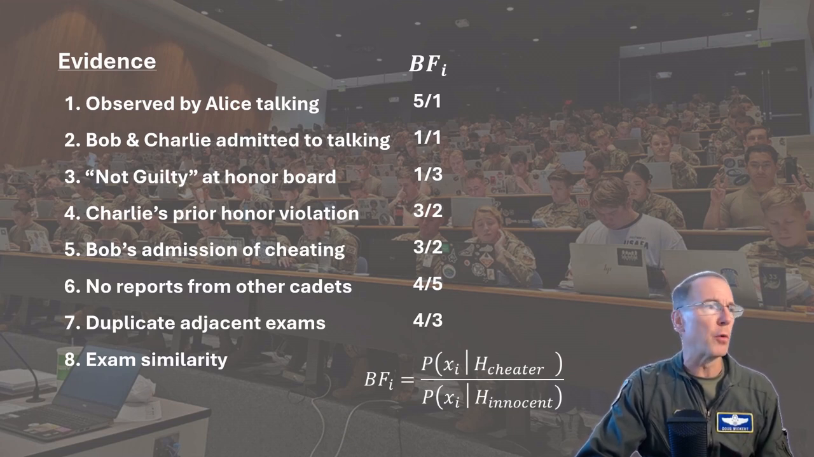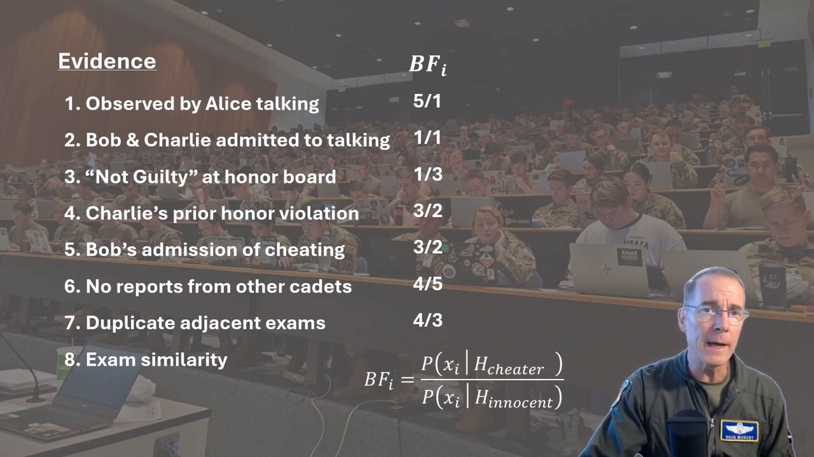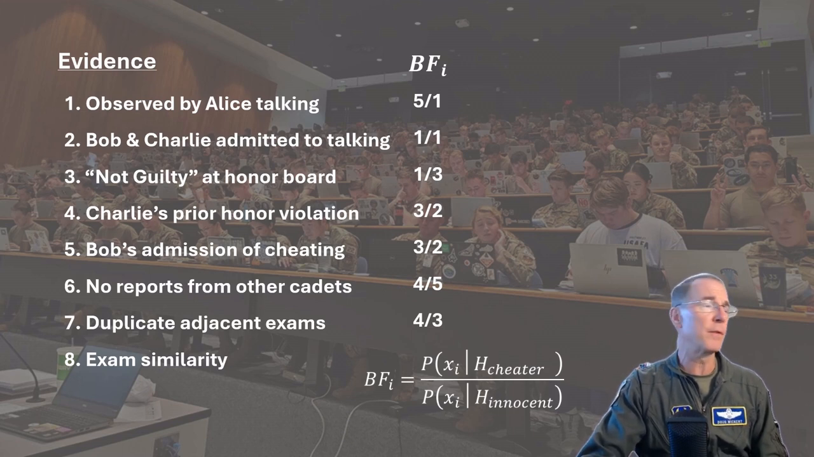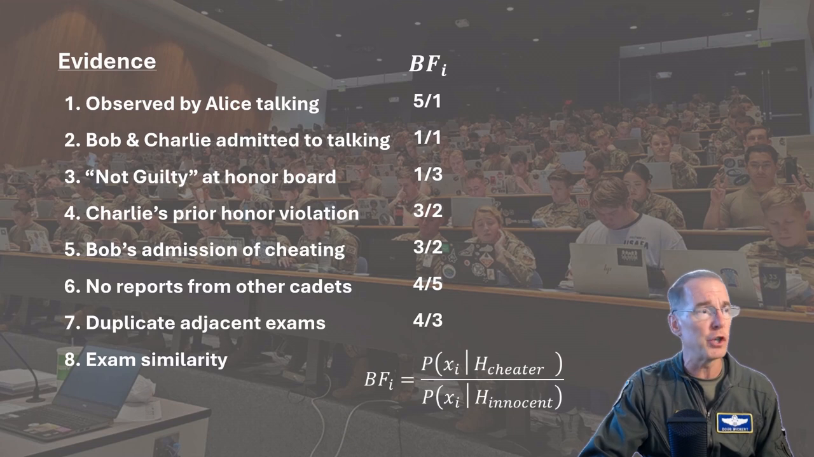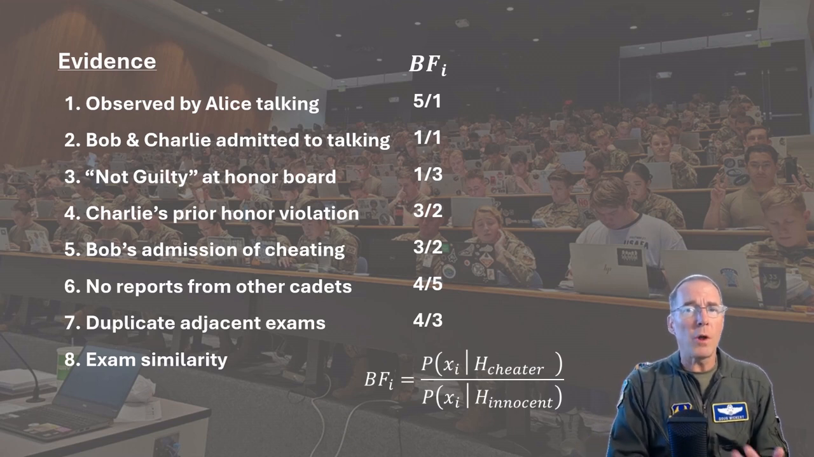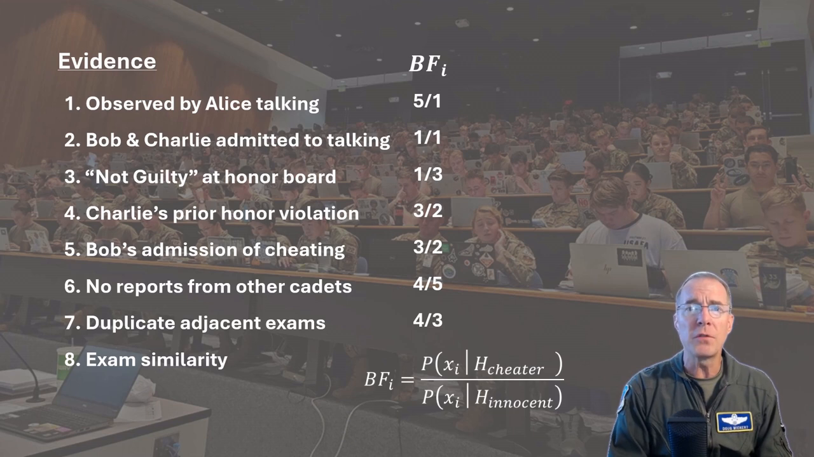My judgment accounts for the eroded confidence among cadets and faculty in the honor system, Charlie's incentive to lie about cheating given his prior honor violation, Bob's admission, and the fact that we know cheating occurred, etc. So for all these factors, these are qualitative judgments, translated into an expectation based on experience and judgment.